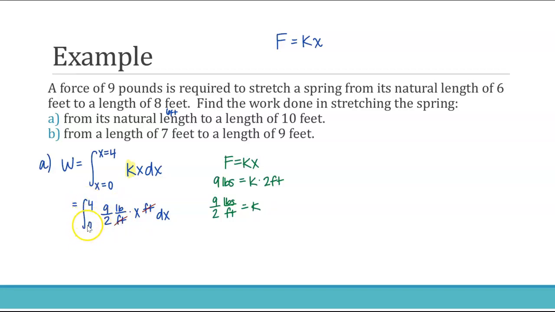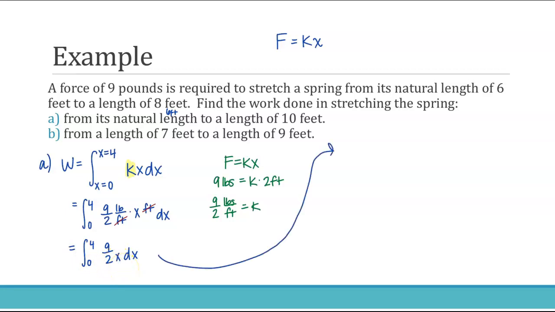And the units on the limits of integration are in feet. Those are distance. From 0 feet, we're stretching it out a total of 4 feet to get to this length of 10 from 6. So the units here check out. I just wanted to do that to get started here. But now to integrate, I'm going to remove the units just to make it look a little cleaner. We're integrating just 9/2 x dx.